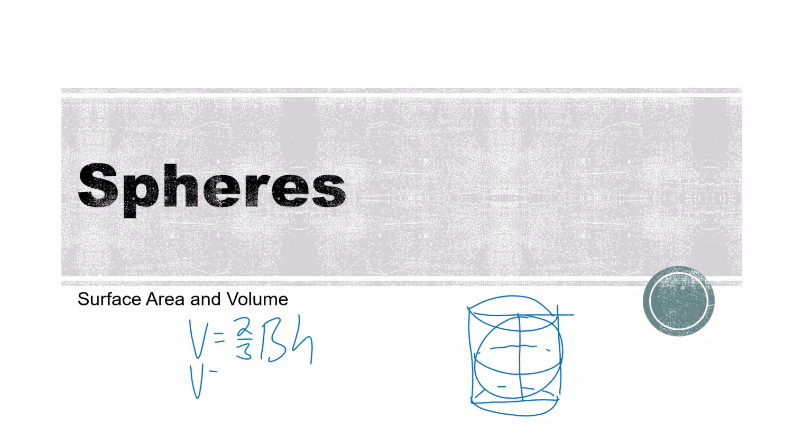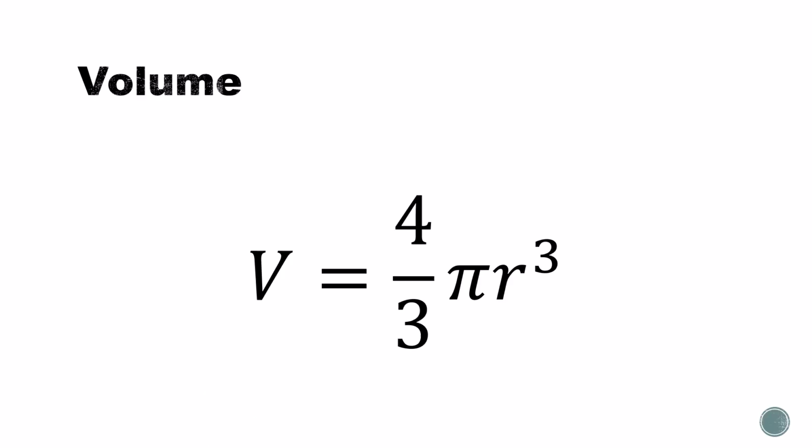So the volume is equal to 2/3. The area of the base is pi r squared times 2r. So now we can simplify this. 2/3 times 2 is 4/3 pi, and r squared times r is r cubed. So that gives us our formula: volume equals 4/3 pi r cubed for a sphere. So the only measurement we need is the radius.